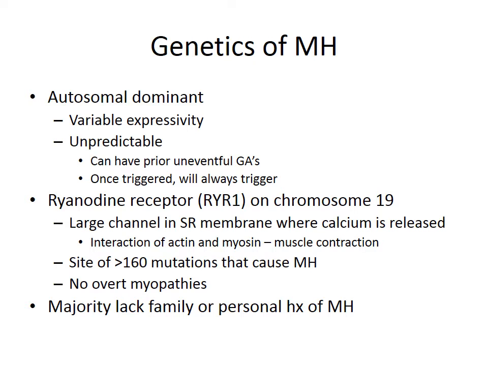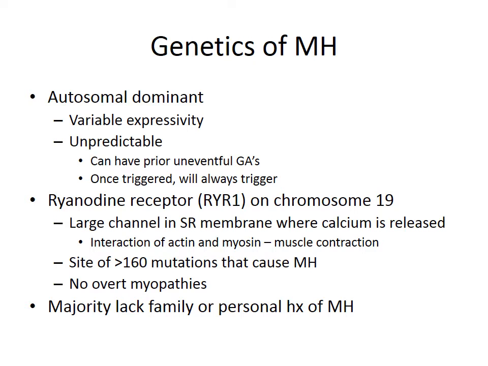The actual receptor that MH has been localized to is the ryanodine receptor, also known as the RYR1 receptor, and this is on chromosome 19. So what is this receptor responsible for? It is a large channel in the sarcoplasmic reticulum, again, where calcium is released. And as we discussed in the pharmacogenetics of it, it's the interaction of actin and myosin that causes muscle contraction, and this is all stimulated by the release of calcium.